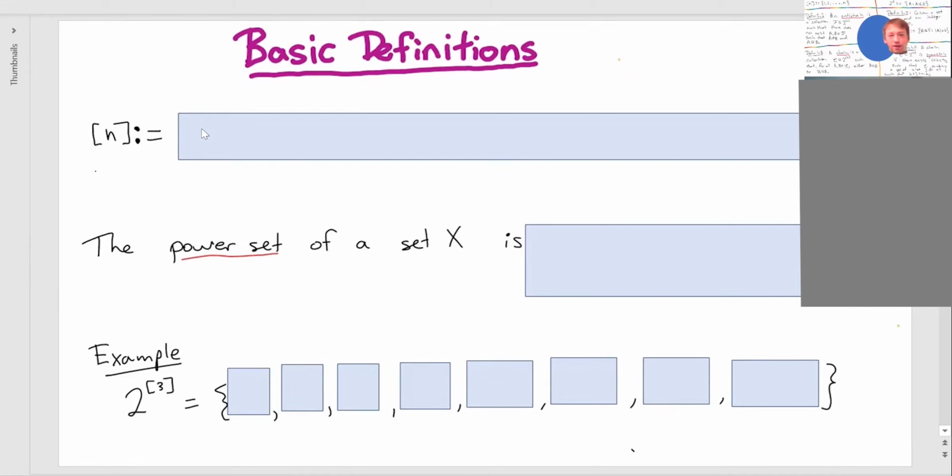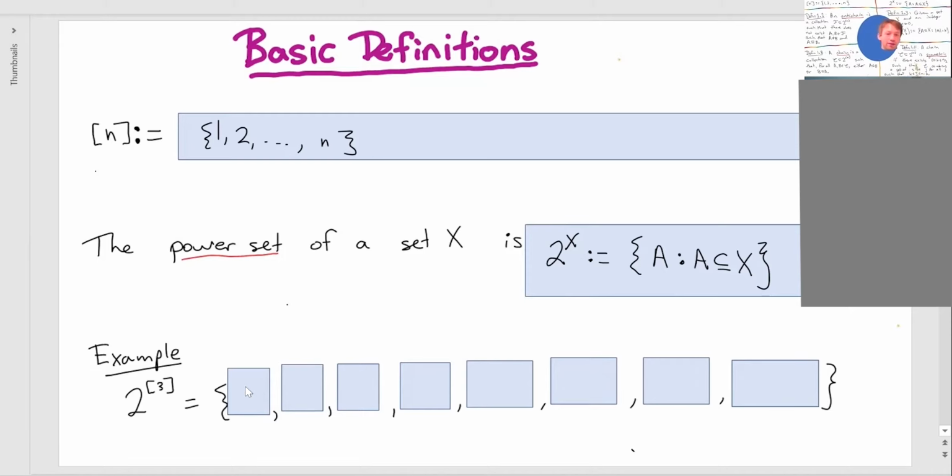Basic definitions. Throughout this course, square brackets n is going to denote the first n positive integers. And the power set of a set x is going to be defined, and the notation I'll use is 2 to the x, for reasons that might become clear later. The power set is the collection of all A where A is a subset of x. If you look in the background of my video, you can see that's one of the definitions.